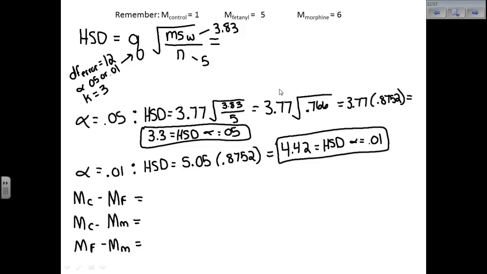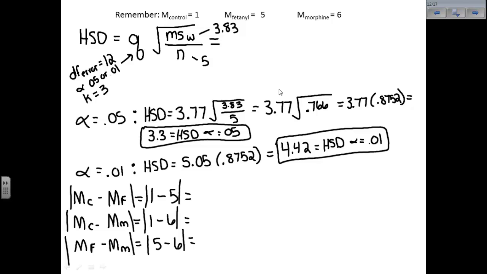Okay, so the mean for control is 1, mean for fentanyl is 5, mean for control is 1, mean for morphine is 6, mean for fentanyl is 5, and the mean for morphine is 6. So 1 minus 5 gives you -4, but we really only care about the absolute value, just the absolute difference between the groups. So let's go ahead and put those little bars there to represent. We don't care if it's positive or negative, just the difference. So that's 4. 1 minus 6 would be -5, but the absolute value would just be 5. And then 5 minus 6, -1, but we just care that it's 1.